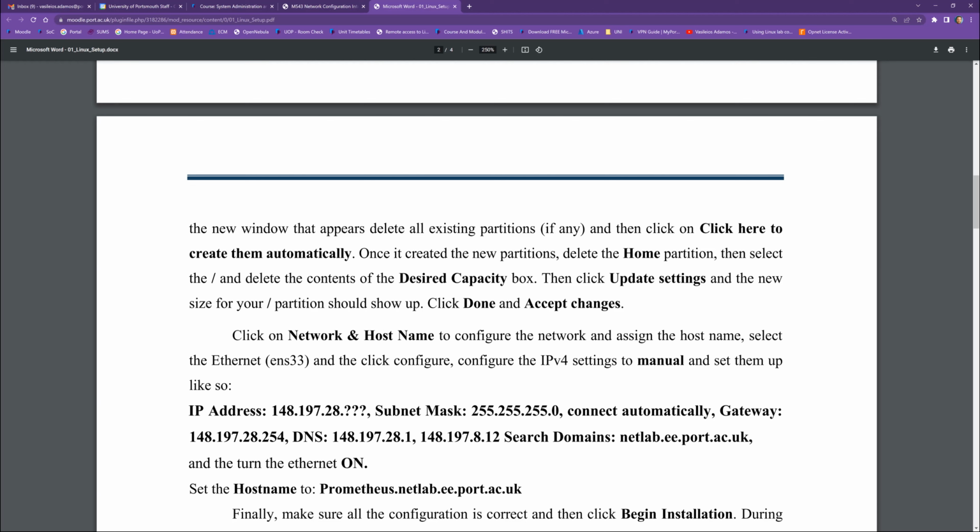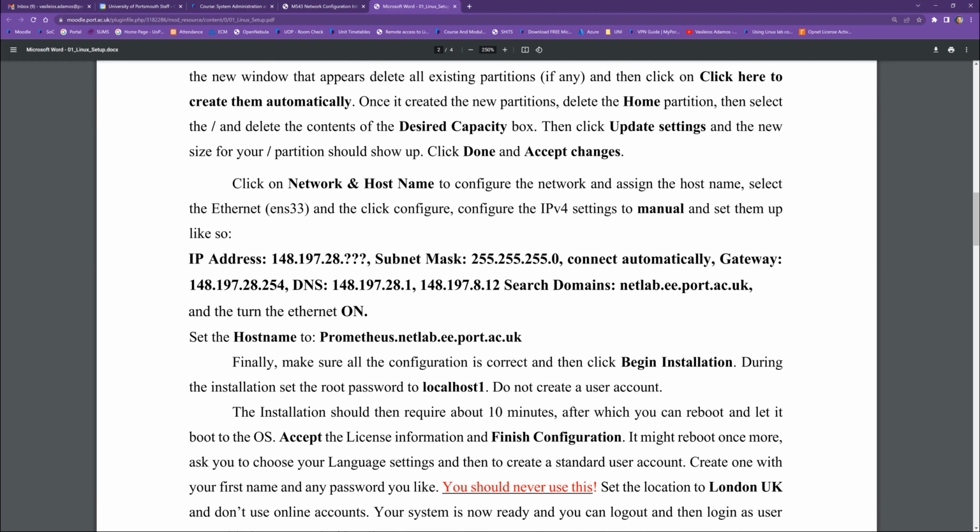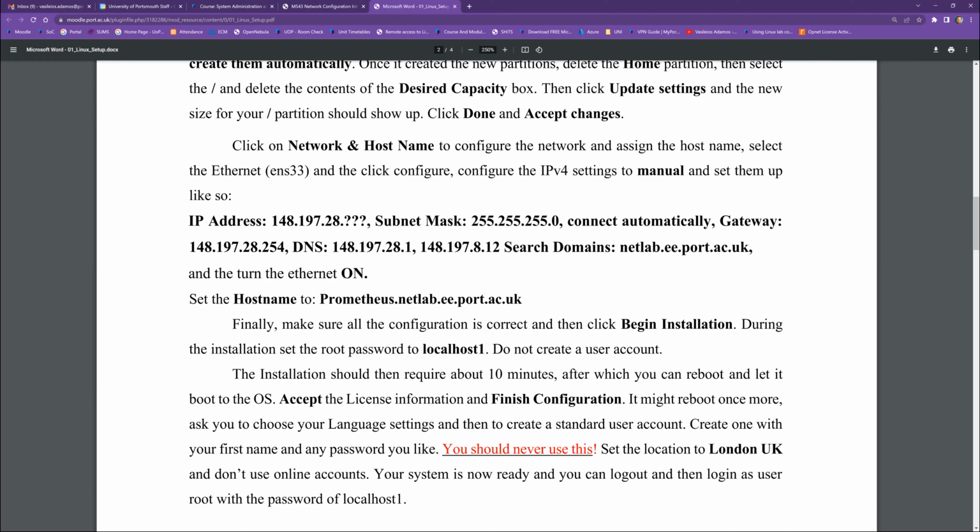And then once you set the partitioning, you need to set up the networking. You'll all have standard IP addresses allocated to you in the labs. Depending on which computer you're sitting on, it will have an IP address. All of the IP addresses in the lab are on subnet 28. The university basically owns a class B network that's 148.197.0.0. So hooray for us, we have 65,000 IP addresses to play around with.